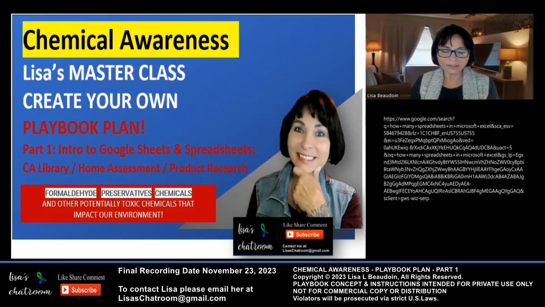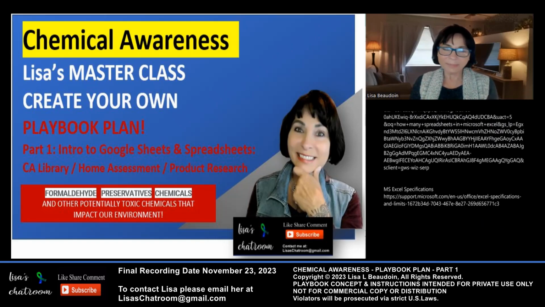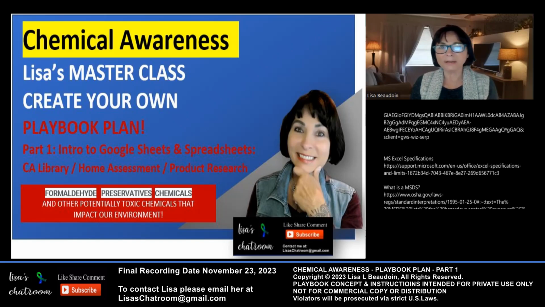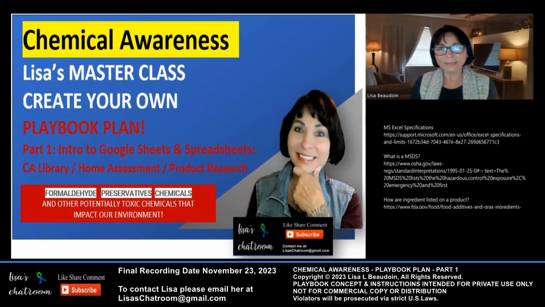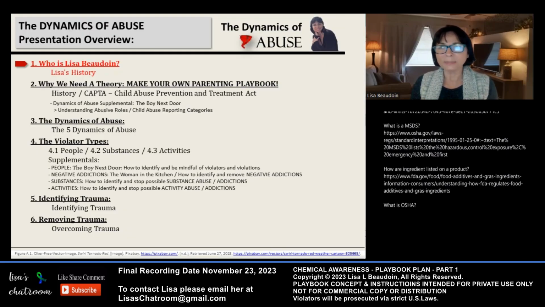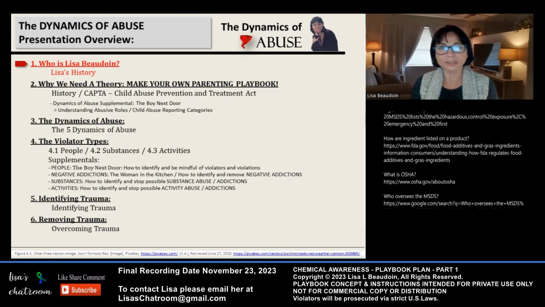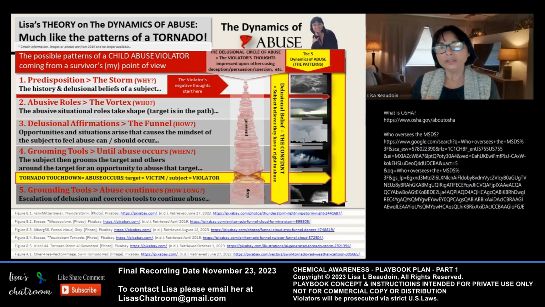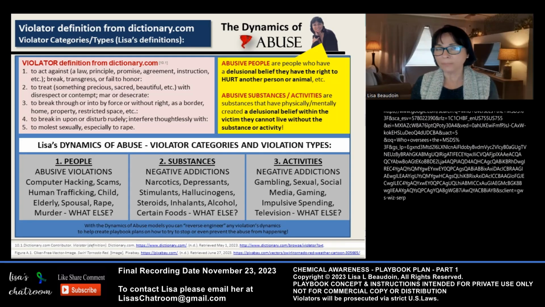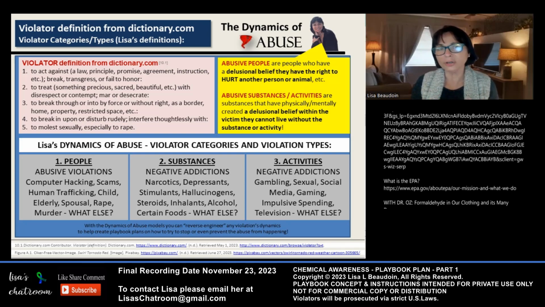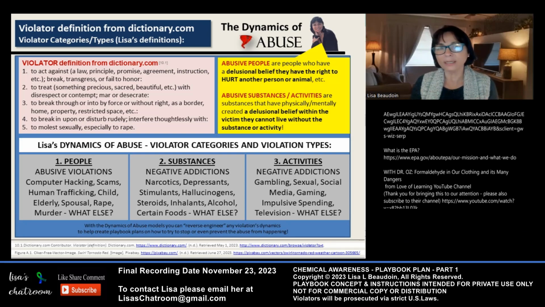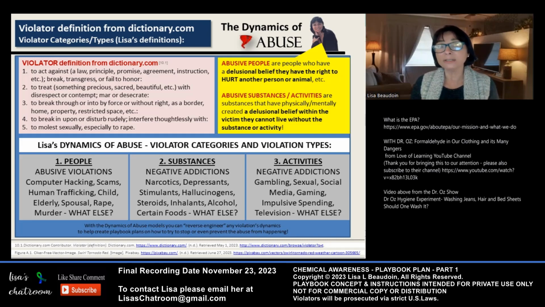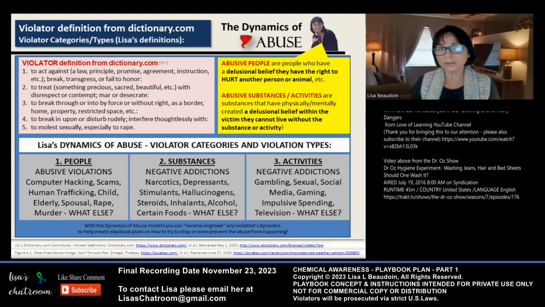And I suggest you look at my dynamics of abuse. You can set up a playbook plan for the dynamics of abuse for yourself. And that's basically my take on how violation occurs. And really, I'm getting into how you can prevent violation from happening to you. So you sort of reverse engineer these models that I've created to create plans to protect yourself. So that's a great playbook plan.